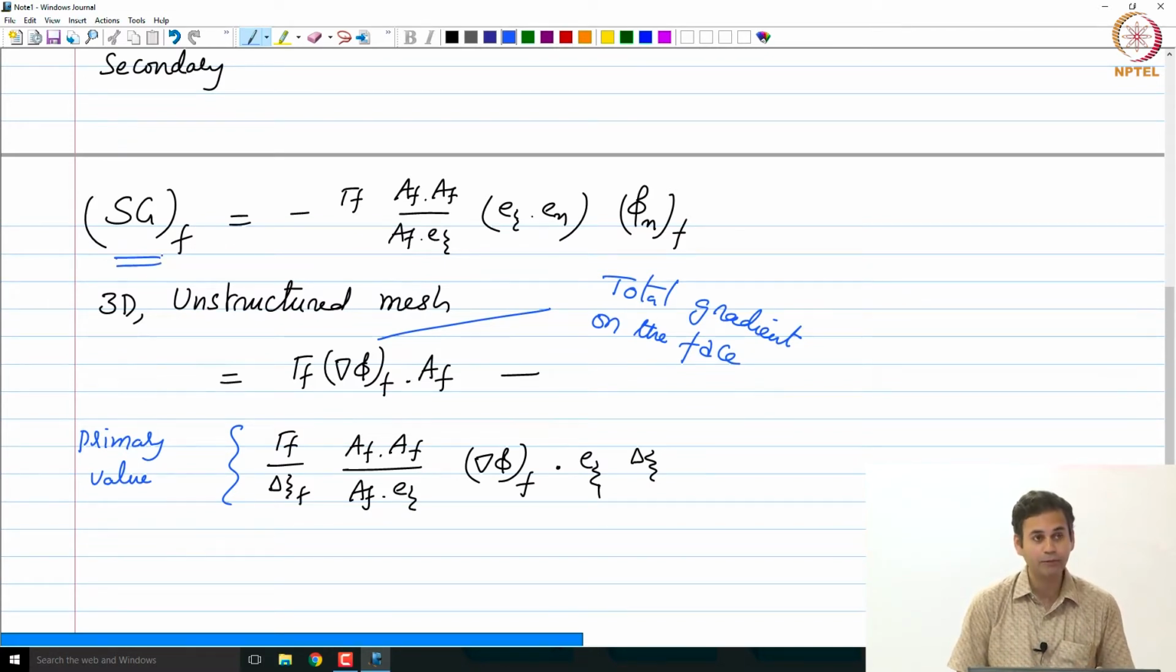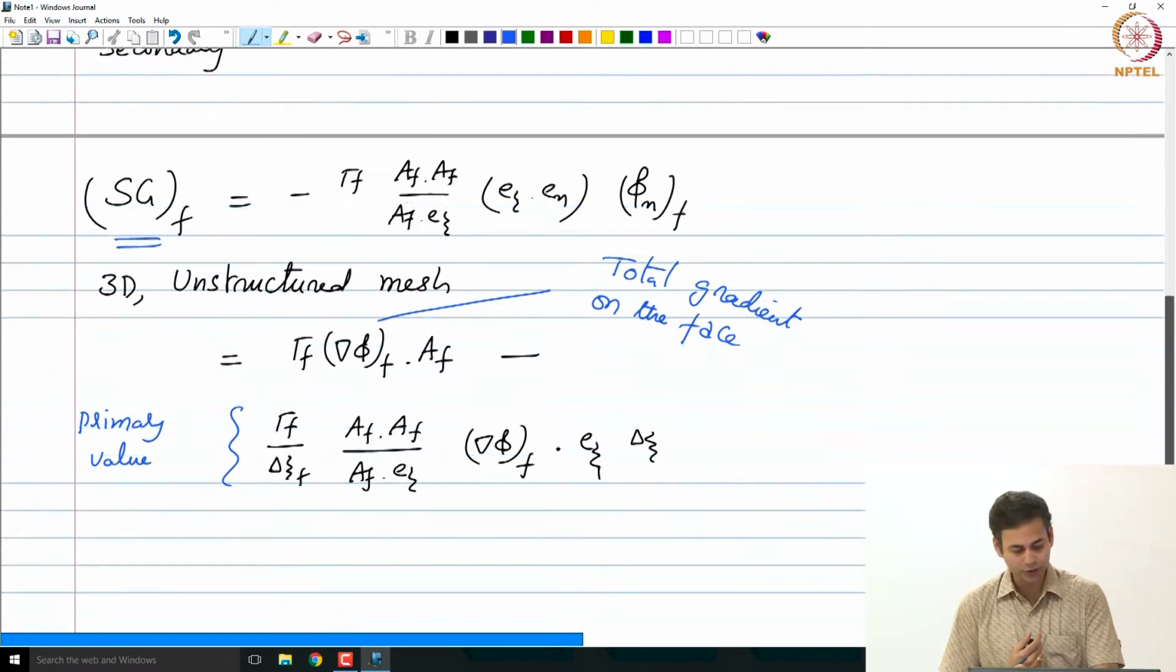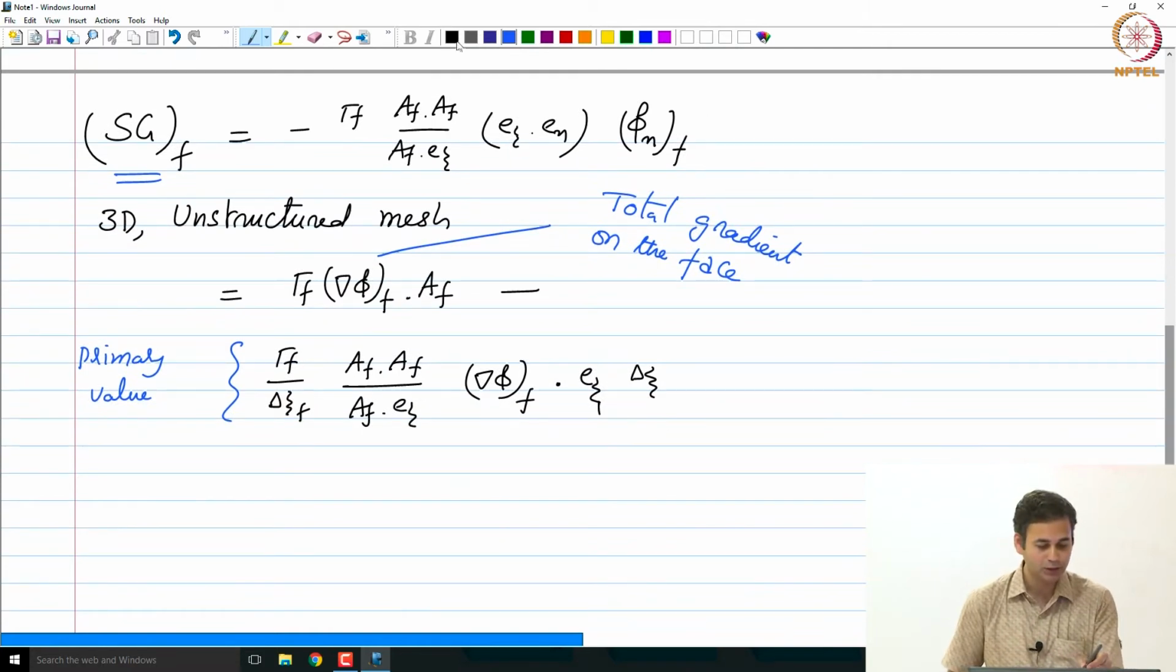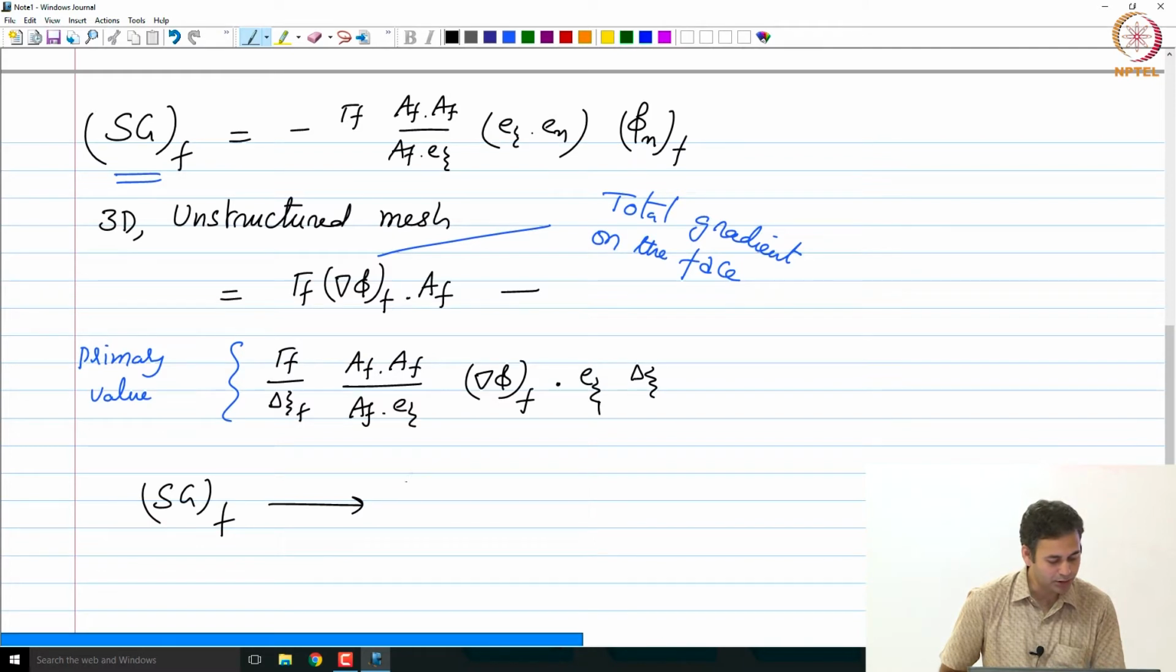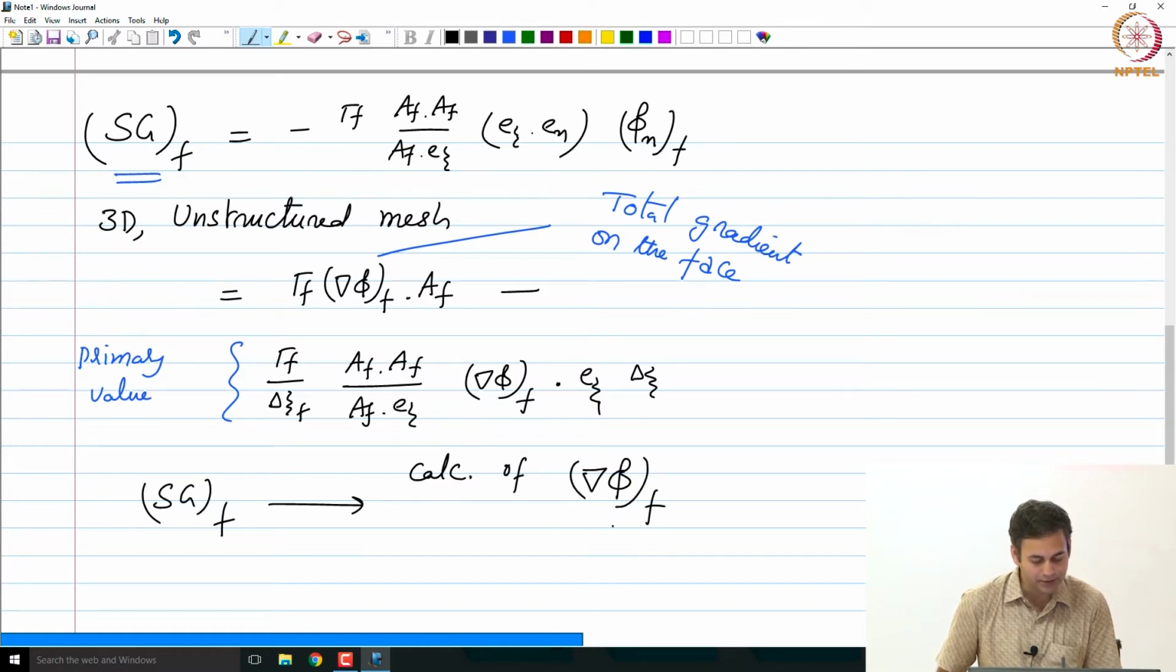Of course, we do not know the phi value itself, that is the unknown, but we are now talking about calculating the value of the gradient of phi, which needs to be somehow computed on the face. So now the calculation of the secondary gradient is reduced to the problem of calculating the gradient of phi on the faces. If we can somehow calculate the gradient of phi on the faces, then we can calculate the secondary gradient term.